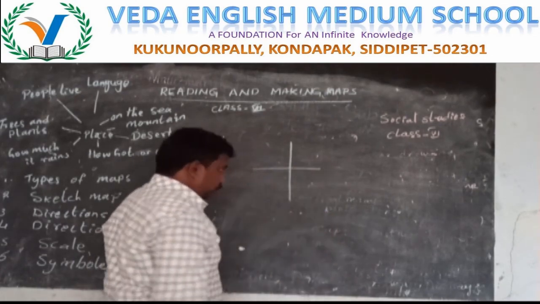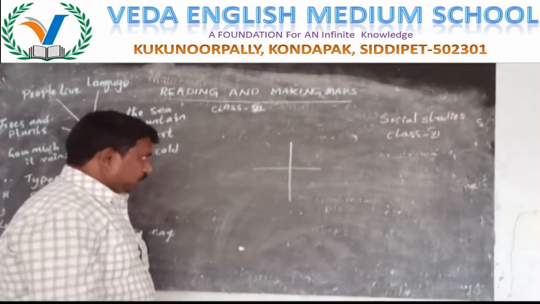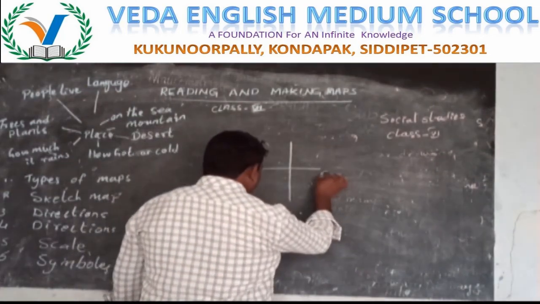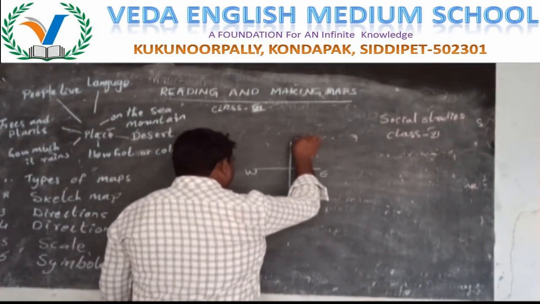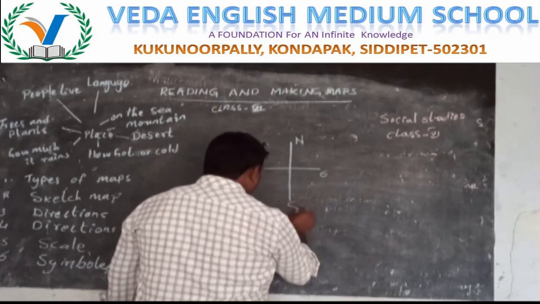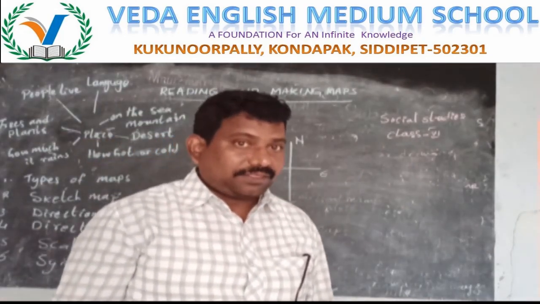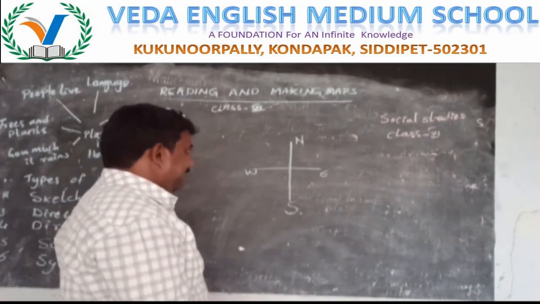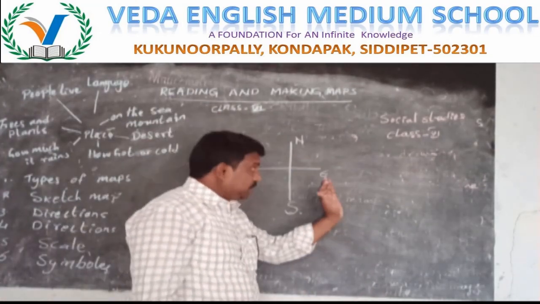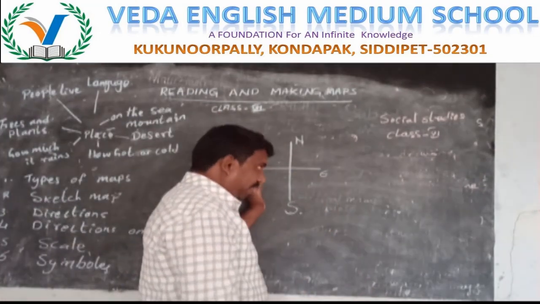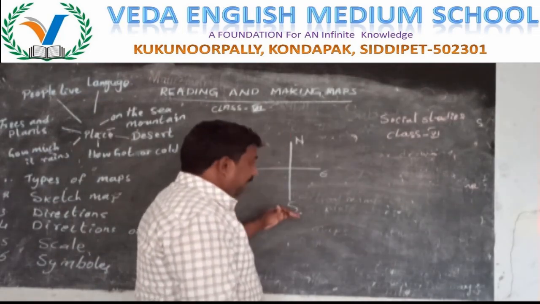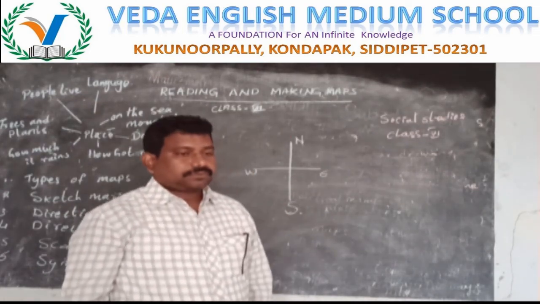What are those? East, west, north and south. How many directions are there? 4 directions are there. What are those? East, west, north and south.